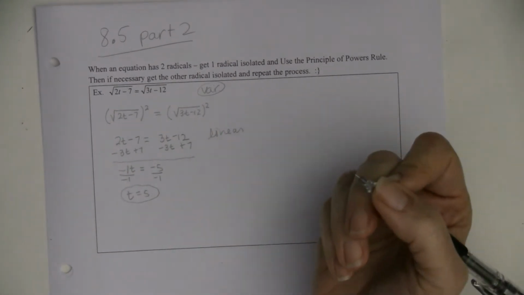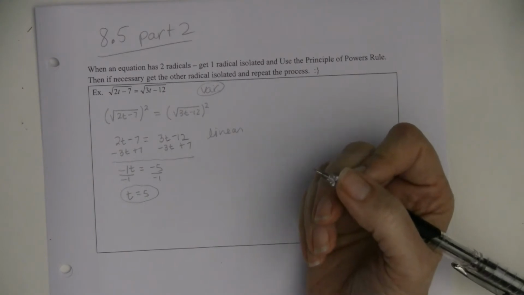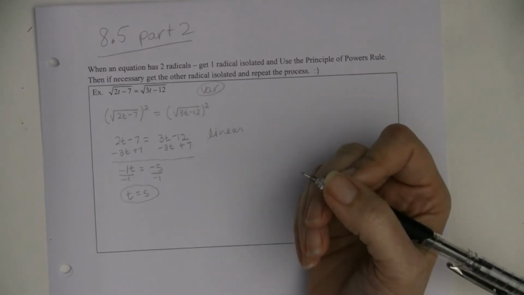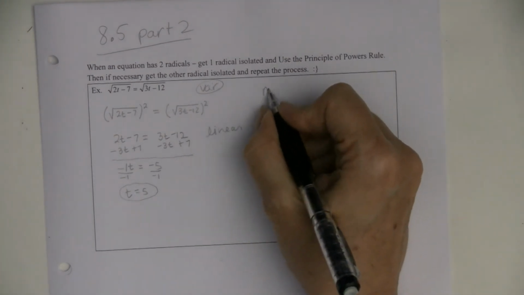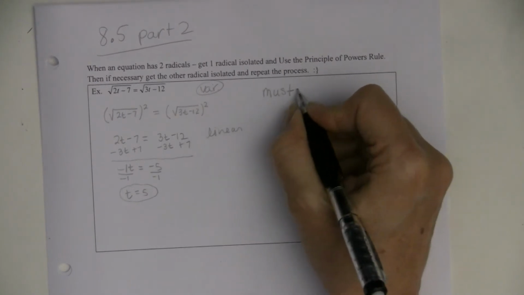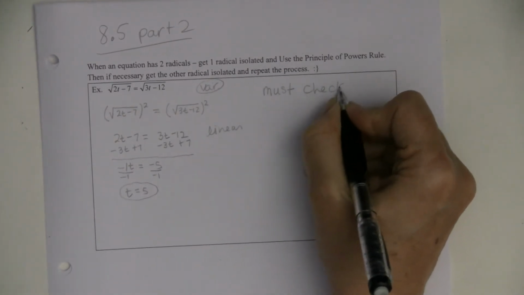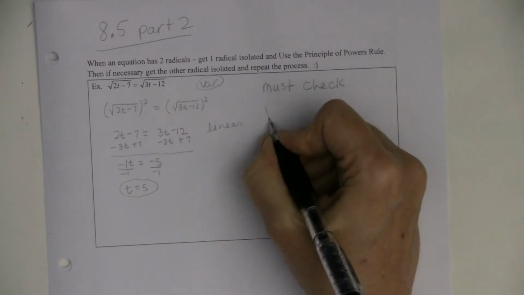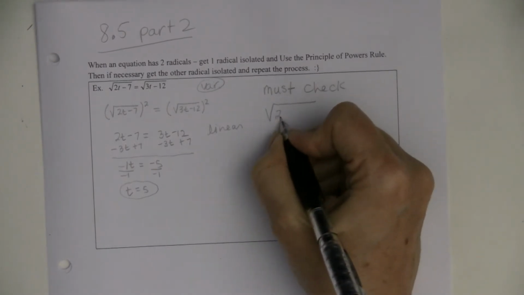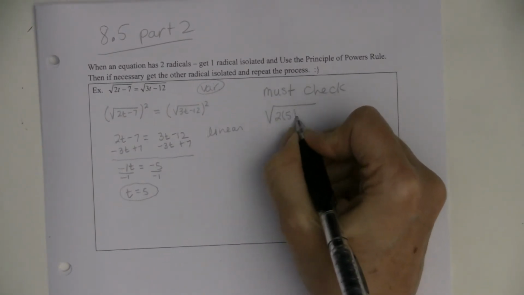So my hypothesized answer is 5. I won't know for sure that it's the answer until I check, because it's a good idea to check. It's a must check because we had variable on both sides here. So we're going to be plugging in 5 for t on both sides.